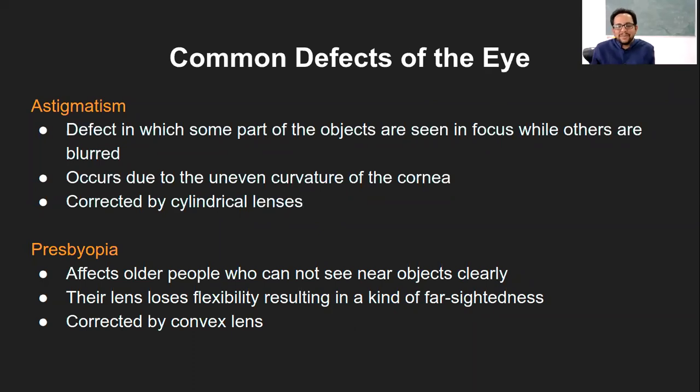So these are those really, really thick lenses, and they are called cylindrical lenses. And that is how you cure the astigmatism type of defect.